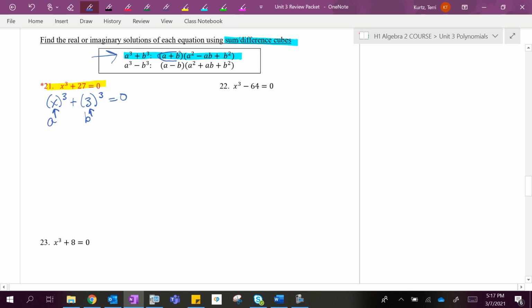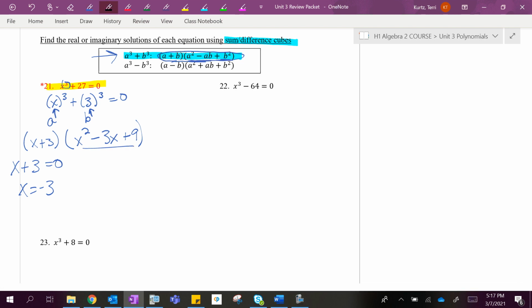So I go up to this side of the formula and I plug it in. A plus b is going to be x plus 3. A squared minus a times b is going to give me x squared minus 3x, plus b squared is going to be plus 3 squared, which is 9. I set this equal to 0, and I get x equals negative 3. That's one root. I need 3. On this side, I always have to do the quadratic formula, okay? And remember the quadratic formula.